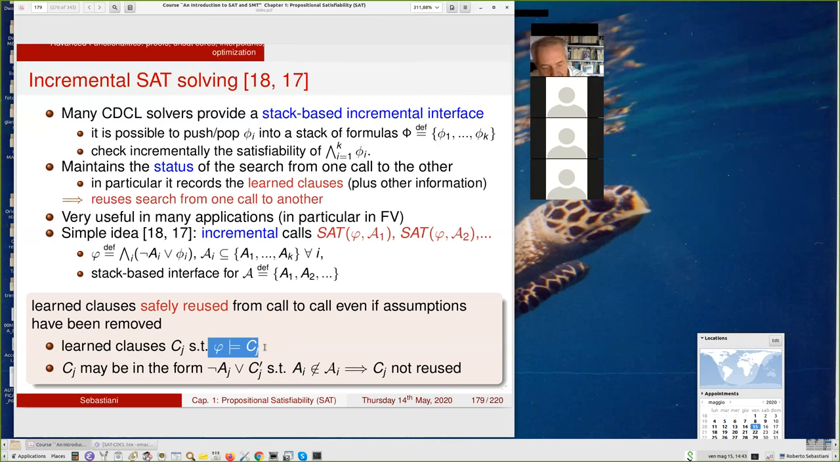So the key point is this dependency. Learned clauses are clauses derived by some resolution derivation from some clauses of the original formula. When pushing, if a clause can be derived from a formula, it can also be derived from the formula plus something else, of course. So when pushing, this causes no problem. The problem arises when you pop, because when you pop and you have a collection of learned clauses, you don't know which of them depend on the part of the formula that you have popped.